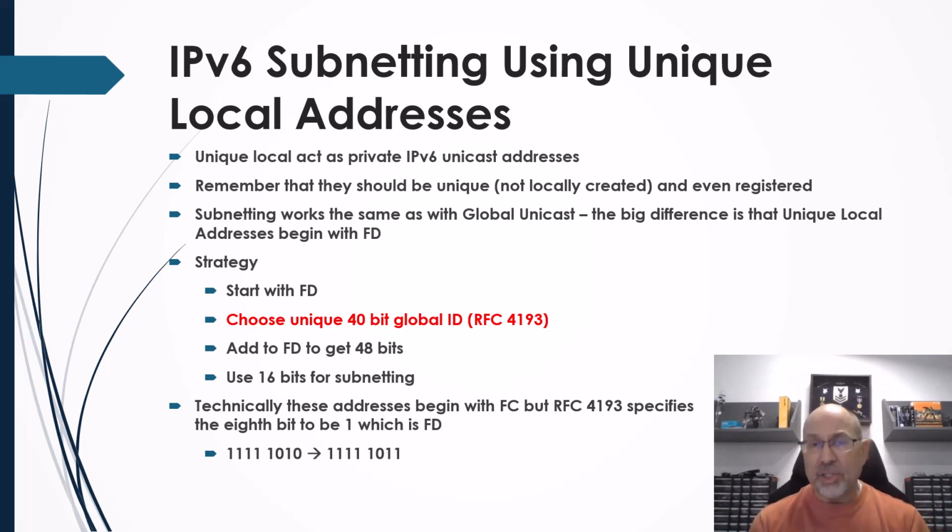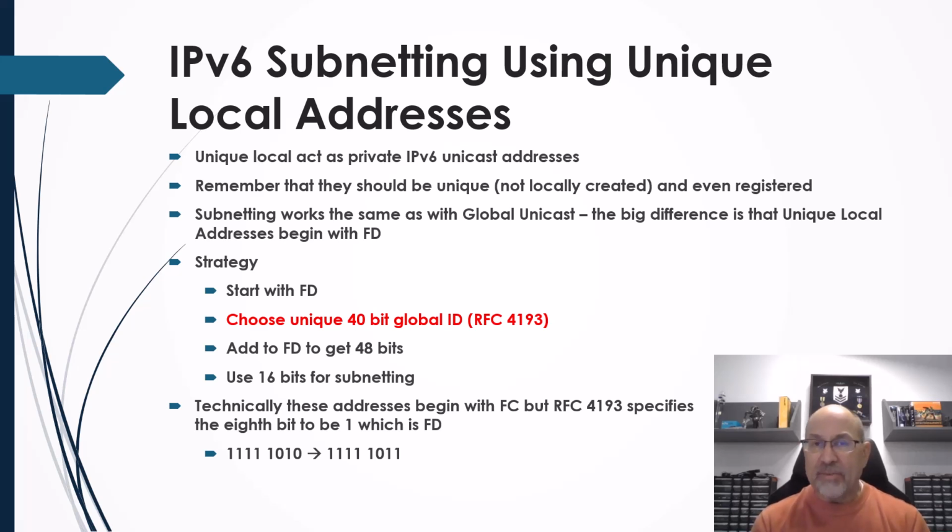So there is a strategy here with choosing a unique local, right? If we were going to pay attention to the RFC and the numbering convention, you just automatically start with FD, or Foxtrot Delta, in the very first 2 hexadecimal spots. Then you choose a 40-bit global ID. This is what would be unique. Now I've got it in red for a very particular reason. It's important to remember that this is the global ID for unique local addressing.